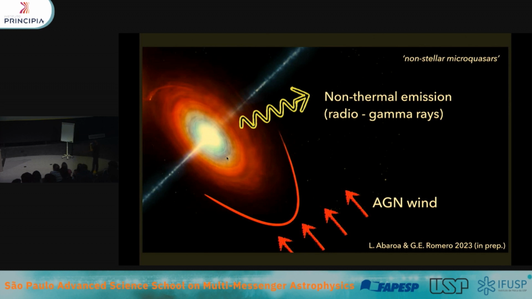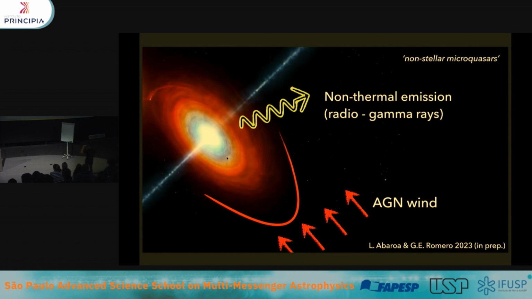So if this actually happens, we can have tens of thousands of stellar mass isolated black holes that are orbiting supercritical AGNs, illuminated by the AGN wind. So we will have like small lighthouses pointing in random directions, and maybe we can have non-thermal emission produced in the jet.